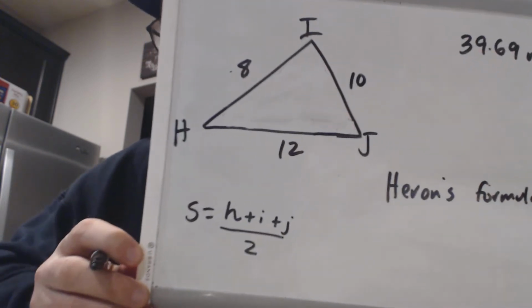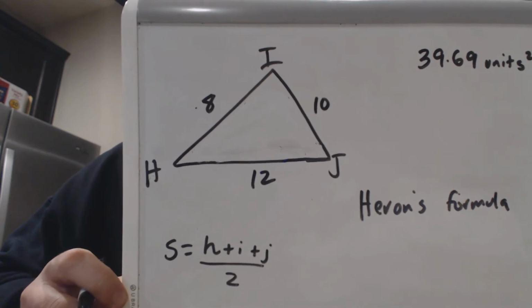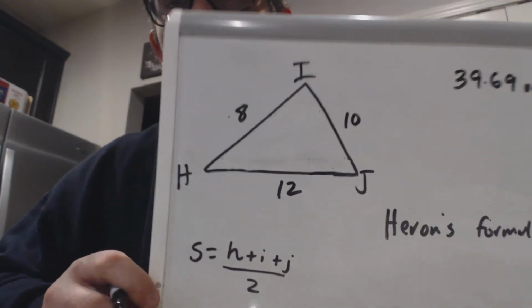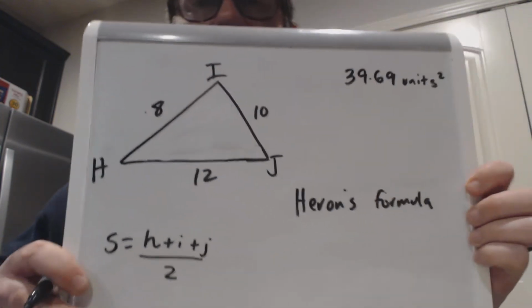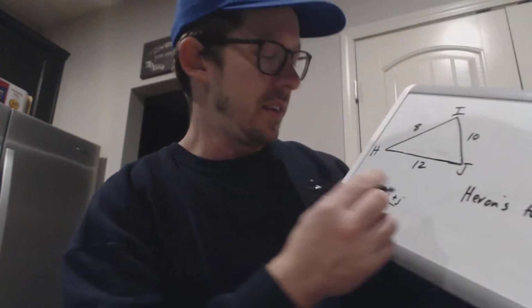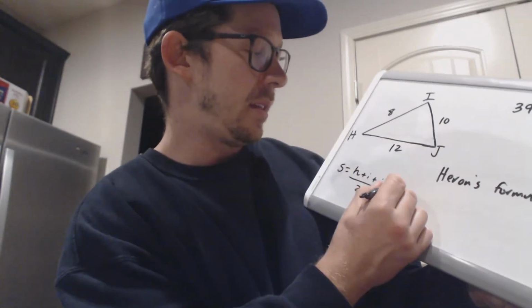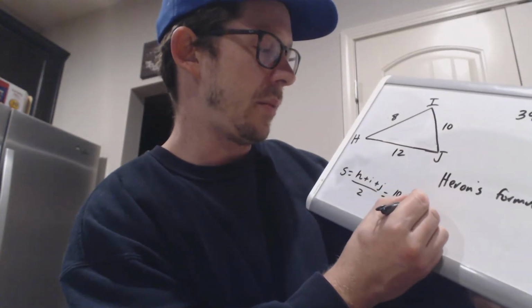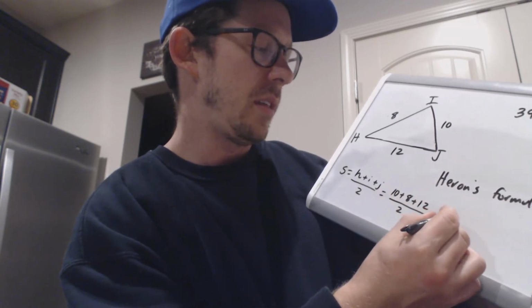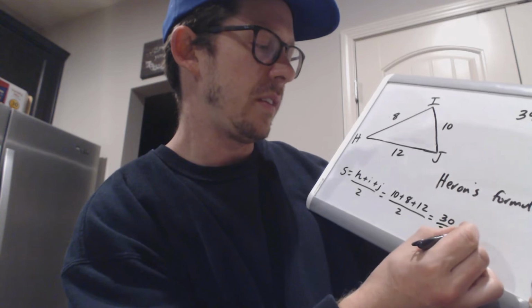S is something called the semi-perimeter. What S is, it's all the sides added up divided by 2. The reason they call it semi-perimeter is it's half the perimeter. So if we found the semi-perimeter here, it would be 10 plus 8 plus 12, divided by 2, which would be 30 divided by 2, which is 15.